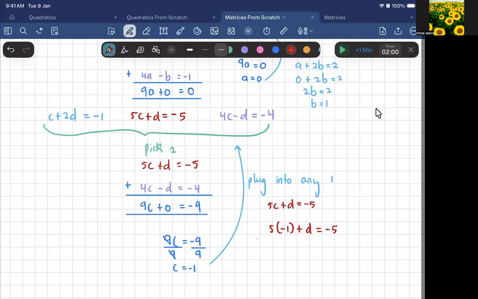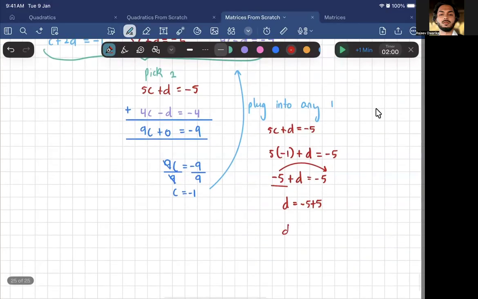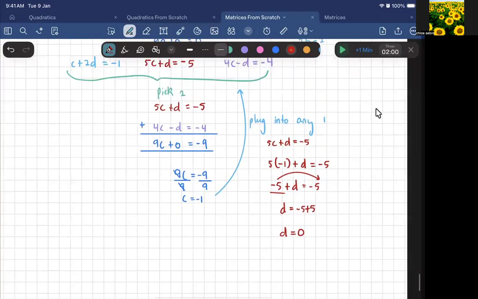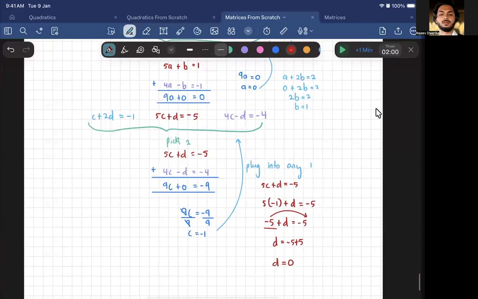What's 5 by negative 1? Negative 5, right? And that'll be equal to negative 5. So to find D, I'll need to take the negative 5 and move it across. So D is equal to negative 5 plus 5. What is negative 5 plus 5? 0. Yeah, 0.